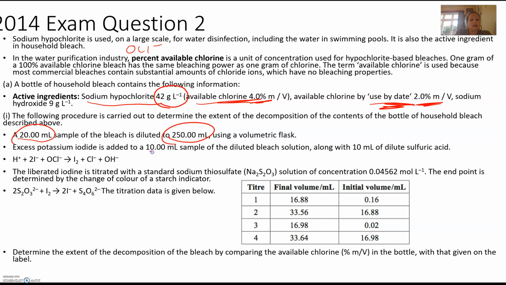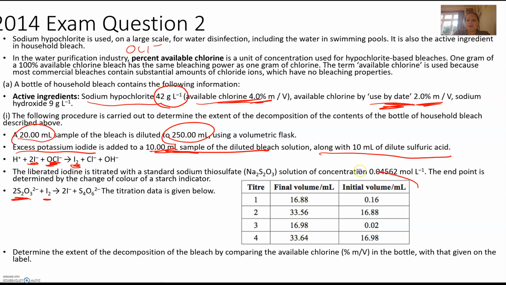Okay? A 10 ml sample of this diluted bleach is reacted with excess potassium iodide along with 10 ml of sulfuric acid. And so what's happening here is the bleach in that 10 ml sample of diluted bleach, that's the OCl-, is reacted with excess iodide, and iodine is produced. We then do a titration with good old thiosulfate that we know really well with a starch indicator because it's got a beautiful color change.